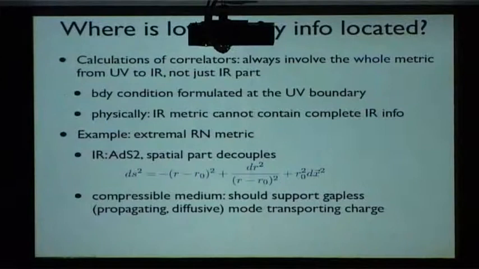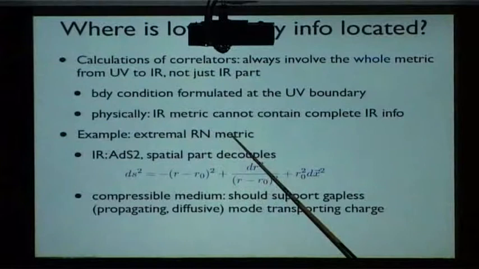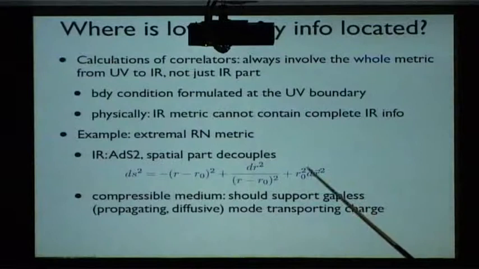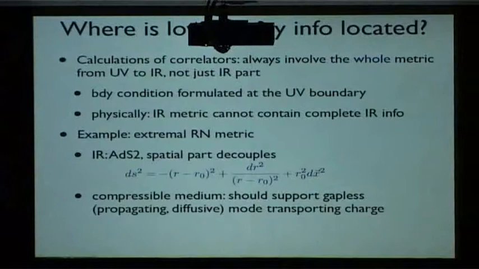One of the examples is the extremal Reissner-Nordstrom case. In the extremal Reissner-Nordstrom black hole, we know that the infrared metric is an AdS2 metric where the space coordinates completely decouple. Okay? So the metric looks like an infinite number of AdS2 at each point in space. However, the holographic liquid that corresponds to the Reissner-Nordstrom black hole is a compressible medium. If you look at the equation of state of that liquid, it has a non-trivial dependence: the pressure depends non-trivially on the chemical potential. So it should support a gapless mode. For example, it could be a sound wave mode or a diffusive mode, some gapless mode that transports charge. Okay? Charge is conserved, and the medium is compressible. So if we hit the system, some kind of wave should propagate out.